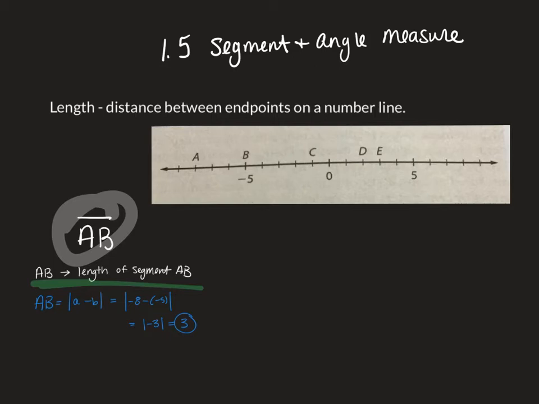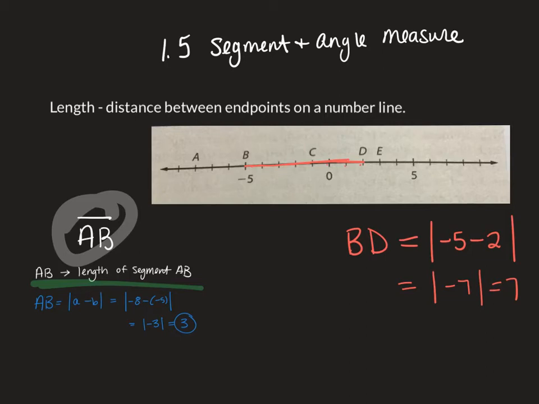So let's say we want to find the length of BD. Let's do it mathematically. We're going to do B minus D. B is -5 and D is at 0, 1, 2. So -5 minus 2 is the absolute value of -7, which is equal to 7. Let's double check that. We have 1, 2, 3, 4, 5, 6, 7. So that's the length of B to D.